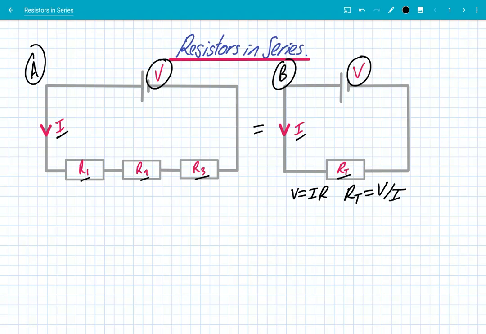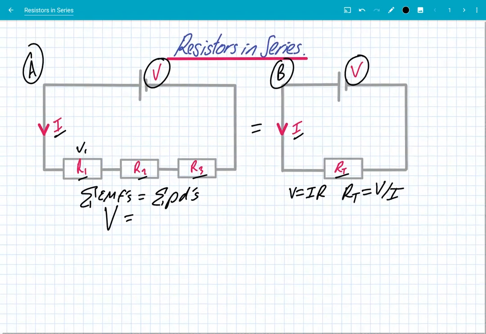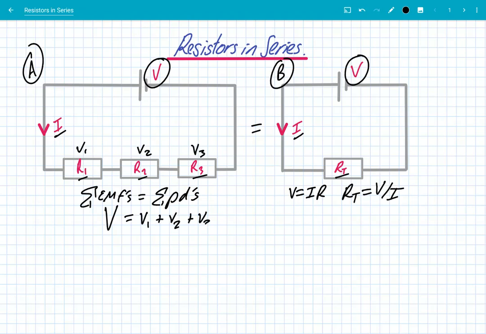If we have a look at circuit A, on the left hand side, we're now going to use Kirchhoff's second law, which is that the sum of the EMFs is equal to the sum of the potential differences in a loop. The EMF in this circuit is capital V, and we've got a number of potential differences. We've got V1 across R1, V2 across R2, and V3 across R3. So we can say that the EMF V is equal to V1 plus V2 plus V3.